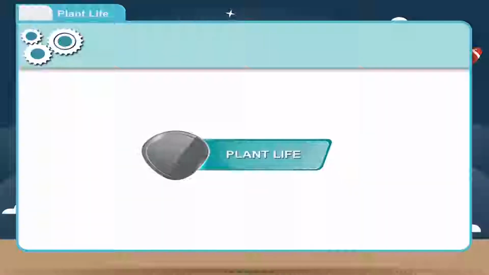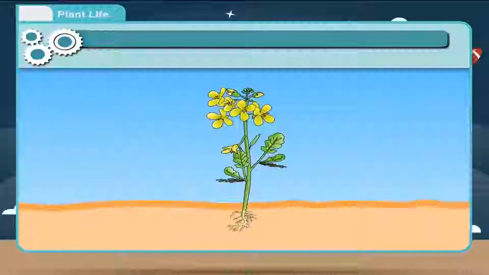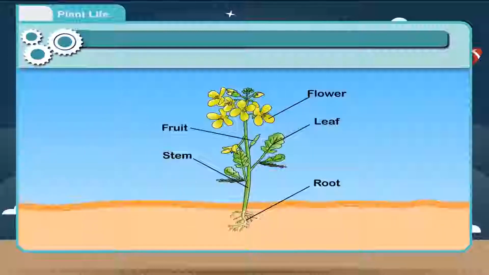Plant life. In our surroundings, we have a number of plants and trees. They may differ in shape and size, but all the flowering plants have some common characteristics. Basically, all the flowering plants are similar because all plants possess root, stem, leaf, flower, and fruit.